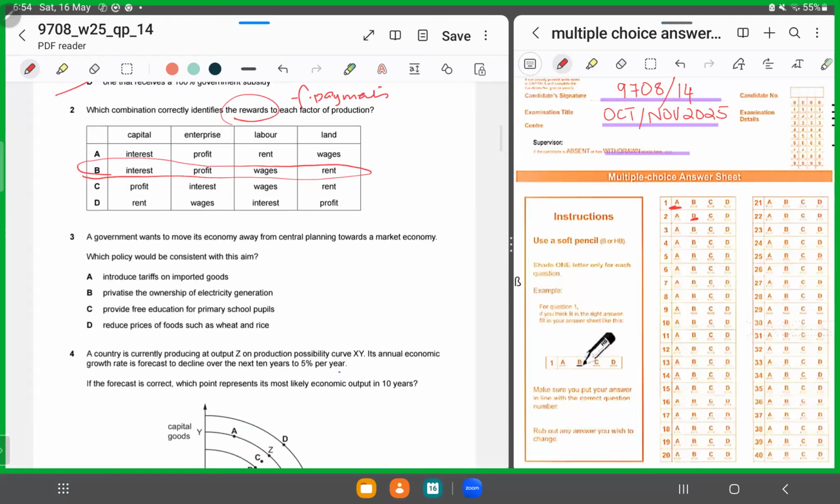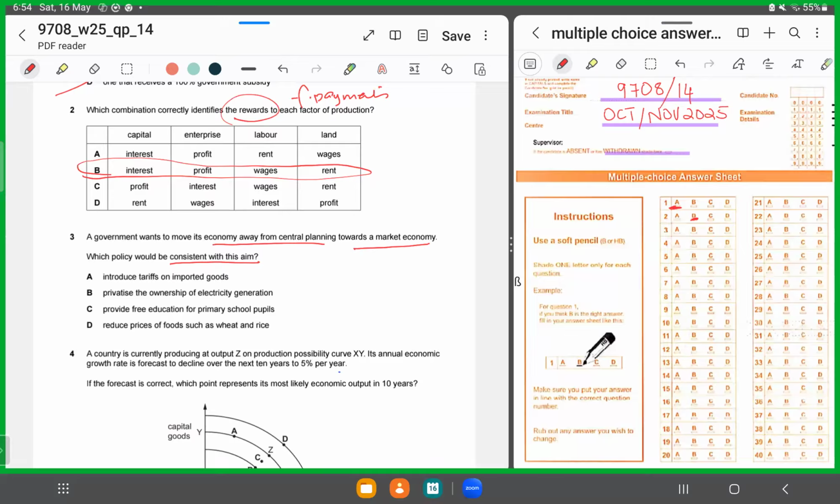Moving forward, MCQ number 3. MCQ number 3 says a government wants to move its economy away from central planning, that means away from command economy, to a market economy. Which policy would be consistent with the same? That means something that has to be there all the time. A says introduce tariffs on imported goods. No, not necessarily. You see, a market economy is one in which government has no role, right?